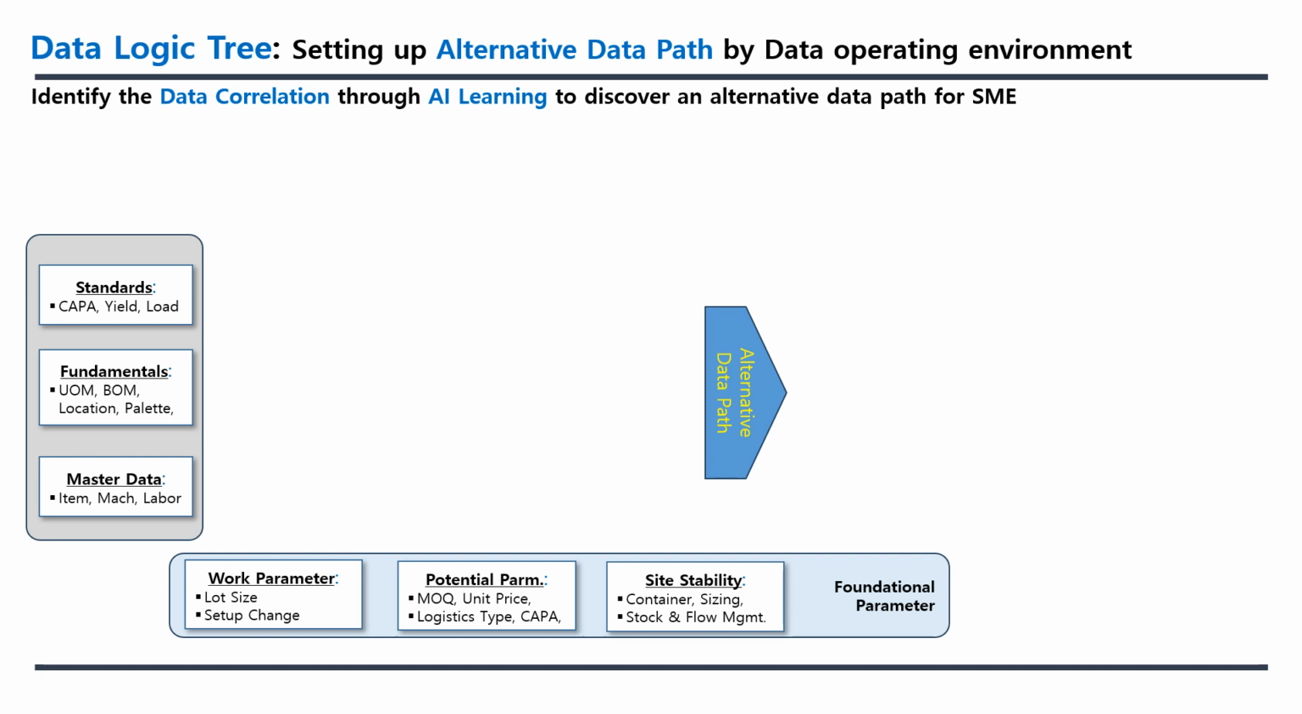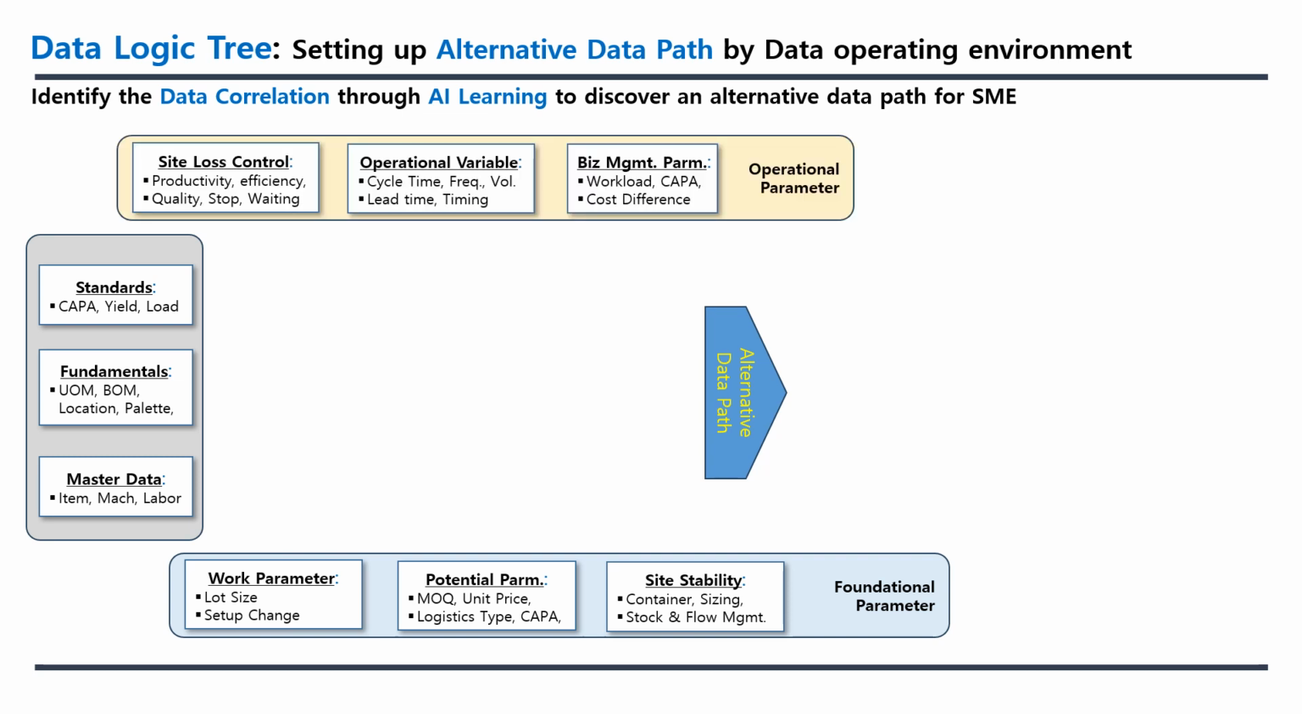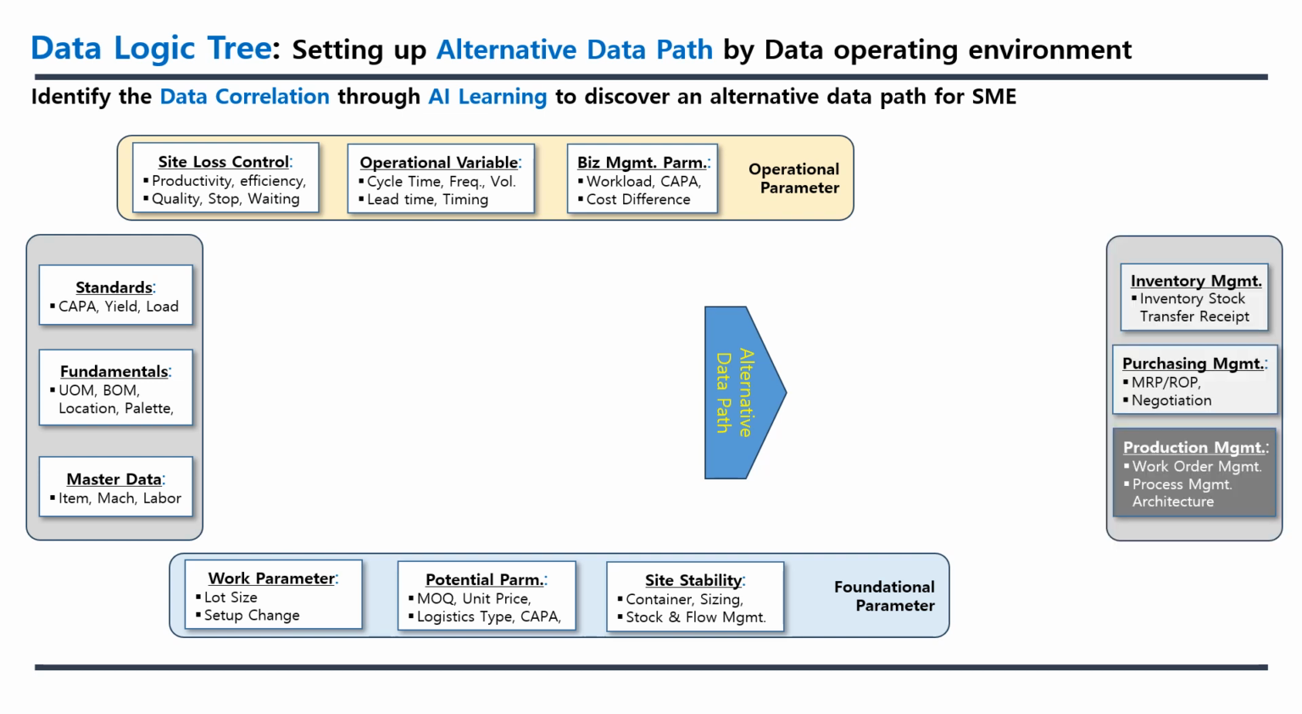And this kind of data will affect the cycle time, and it will also affect the lead time, and then will contribute to generate the workload and capability, and finally for generating a cost difference. And this kind of information and parameters will be utilized for managing the system process like inventory management, purchasing management, and production management.